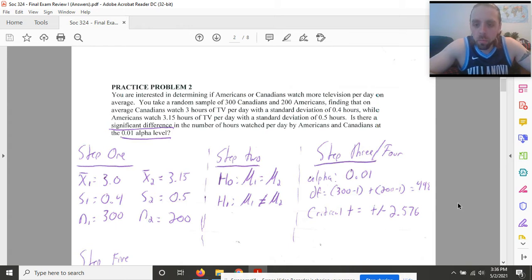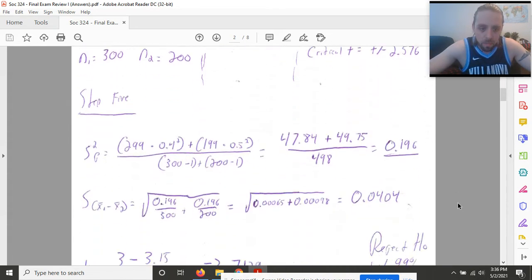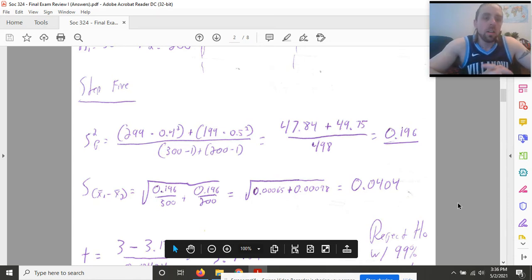My degrees of freedom will be n1 minus 1 plus n2 minus 1. So that's 300 minus 1 plus 200 minus 1 equals 498. So two-tailed test, 0.01 alpha, 498 degrees of freedom. My critical t here is plus or minus 2.576. I will reject the null hypothesis if what I calculate is greater than 2.576 or less than negative 2.576. All right, let's make our money now.